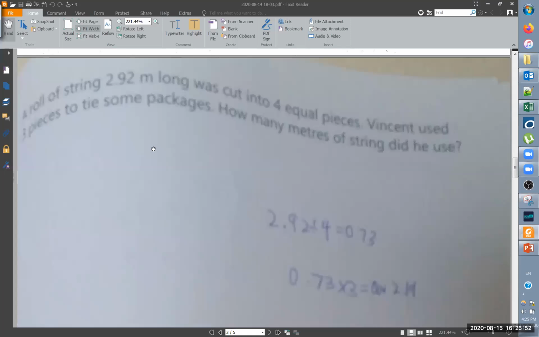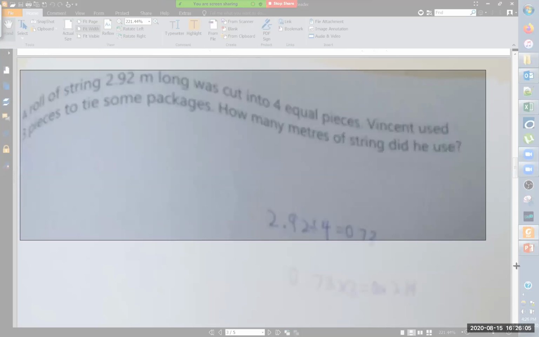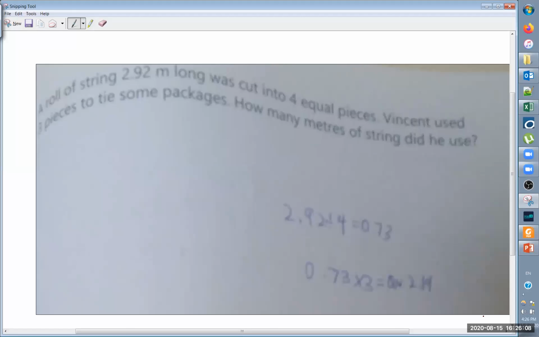This one is a bit wavy, and next time please press it, it's a bit blur also. So it says a row of string was cut into 4 equal pieces. This question, we just did it. It's like split equally into 4. You get my point?